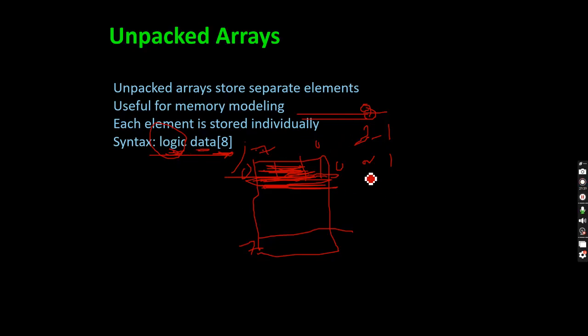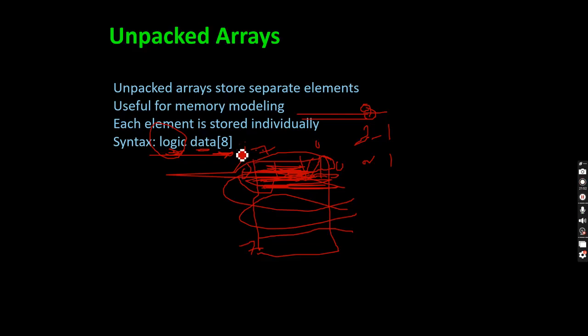This is the actual unpacked array. So here we can't do bit level manipulation, the whole thing we can assign at a time. There are actually 8 locations. In each location we can assign a value like that, but bit by bit we can't assign the value. We can assign directly. So how to assign a value, you should know.